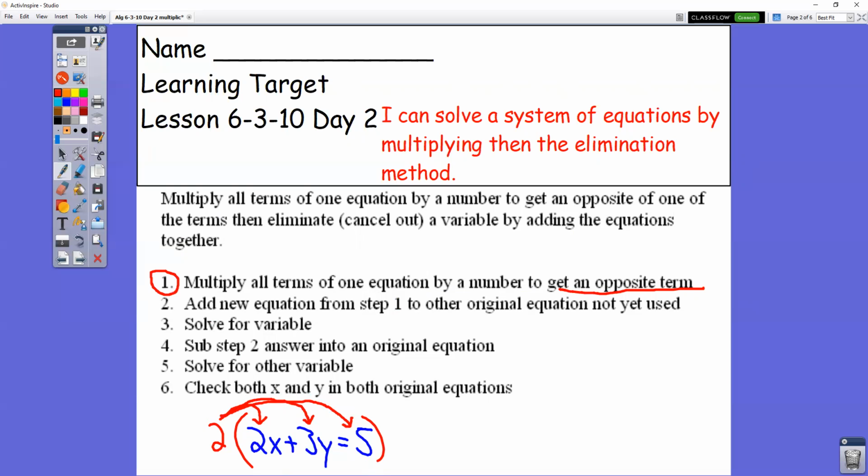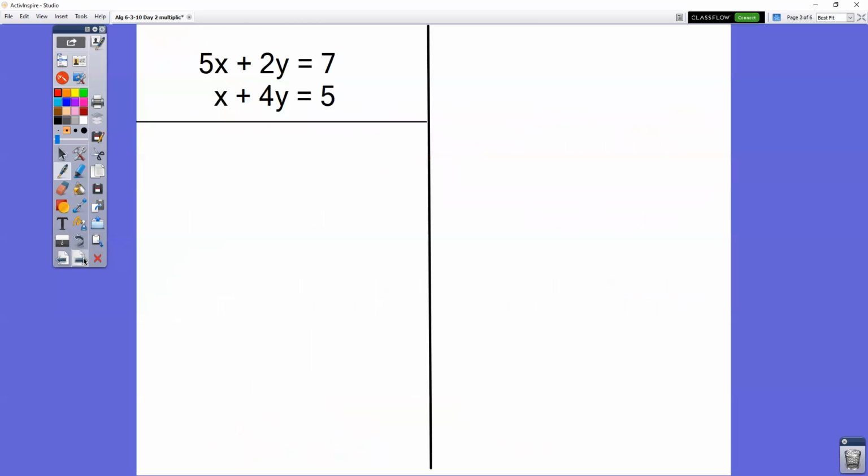The single biggest mistake that people make is forgetting to distribute all 3 times. You are always going to distribute all 3 times. There's never a time where you only distribute once. But again, the single biggest mistake that people make is only distributing that one time instead of all 3 times. So this would actually become 4x plus 6y equals 10. So please make sure that you remember to distribute all 3 times.